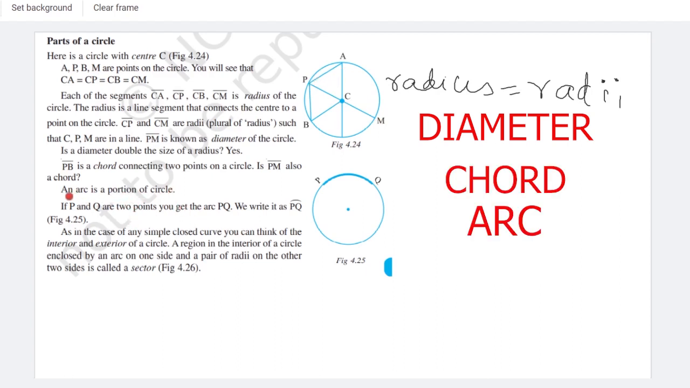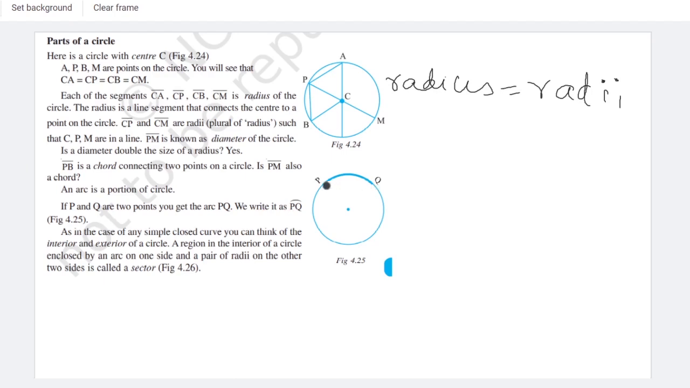An arc. What is an arc? An arc is a portion of a circle. See, here P and Q, you are not connecting them with a straight line. If you connect with a straight line, that is called a chord. But this portion of the circle only, this curve, is called an arc. If P and Q are 2 points, you get PQ as an arc. So you write it with a curve above it. You don't write it with a straight line.